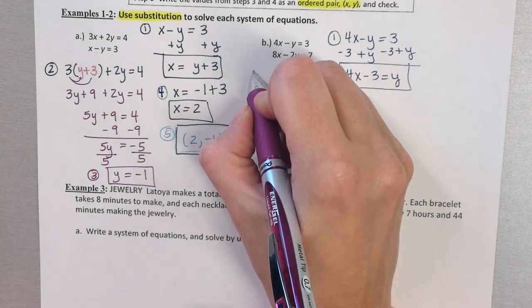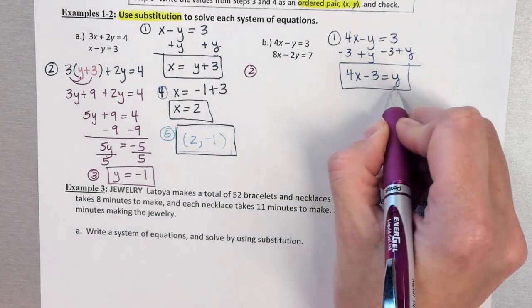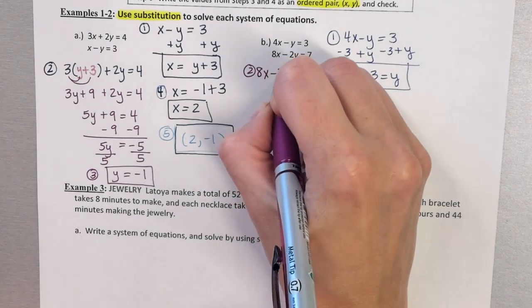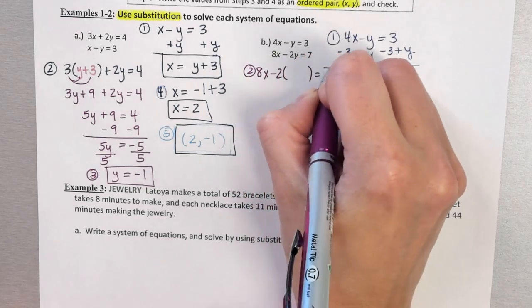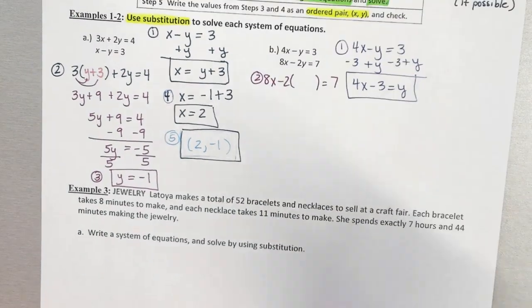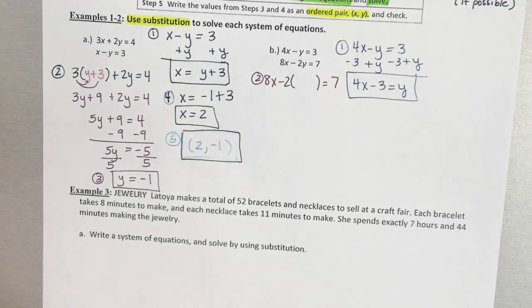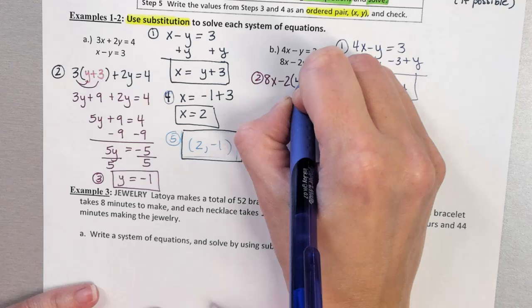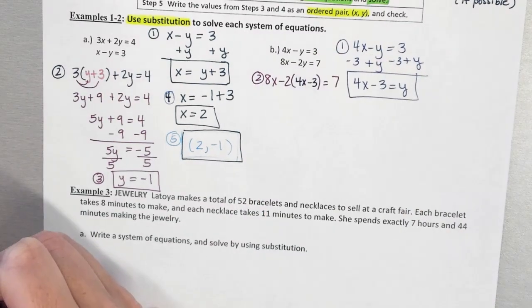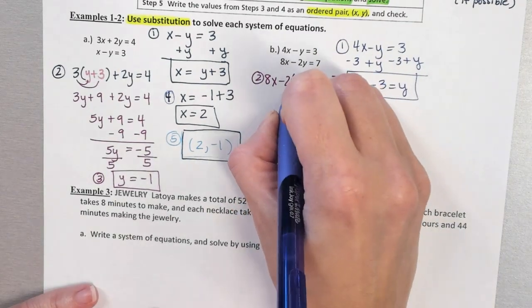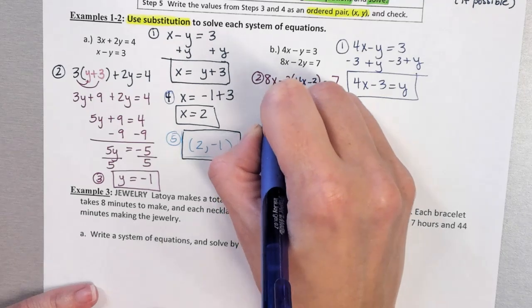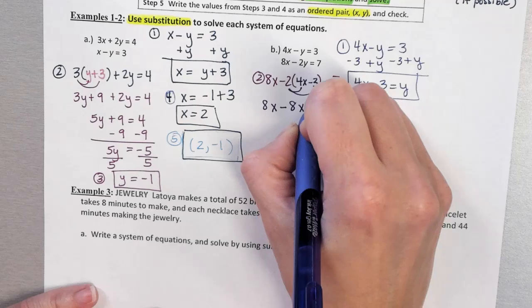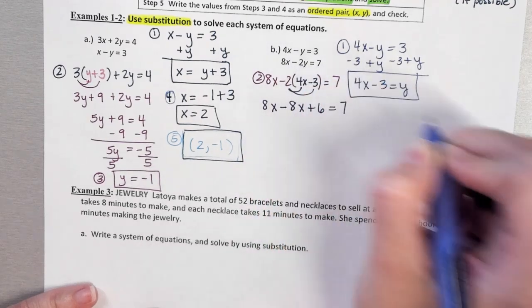Okay, and then your next step is we're going to plug in y to the second equation. So I have 8x minus 2y equals 7. So you're always plugging it into the other equation. So instead of y, I'm going to plug in 4x minus 3. I'm going to make sure I distribute. So I have 8x minus 2 times 4 is 8. Negative times a negative is a positive.